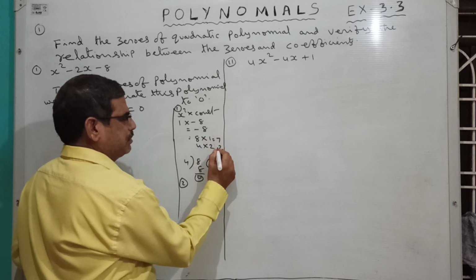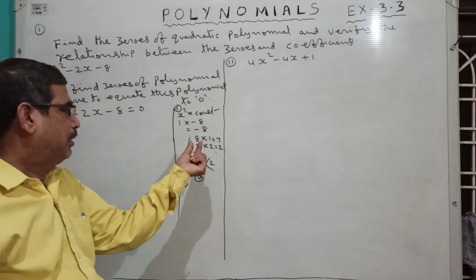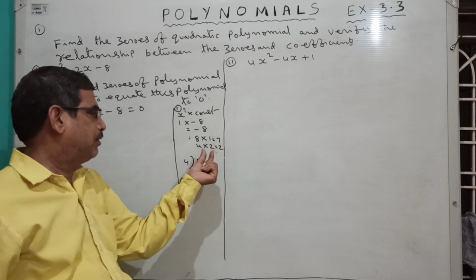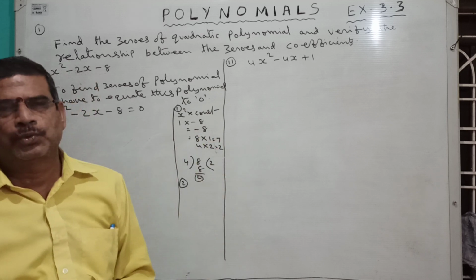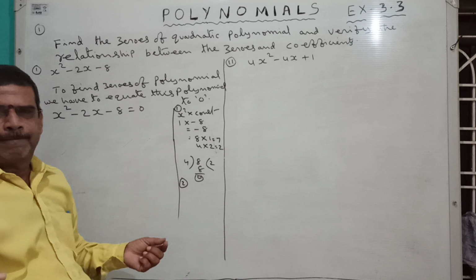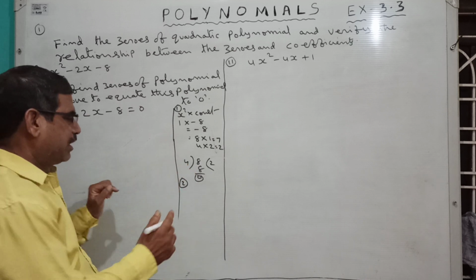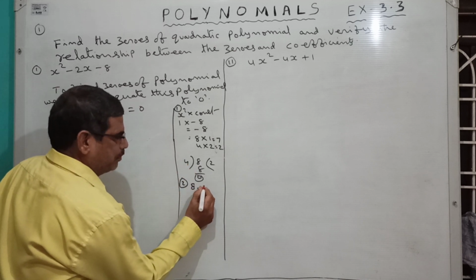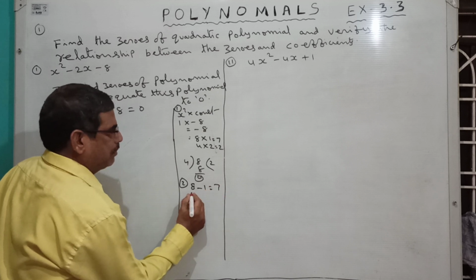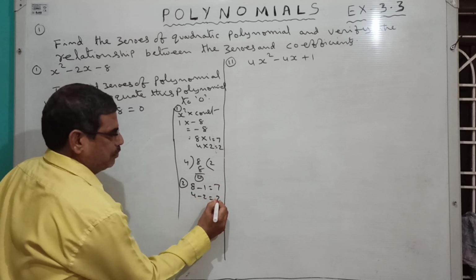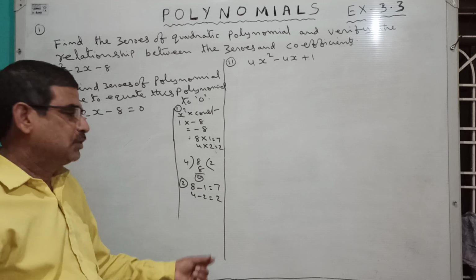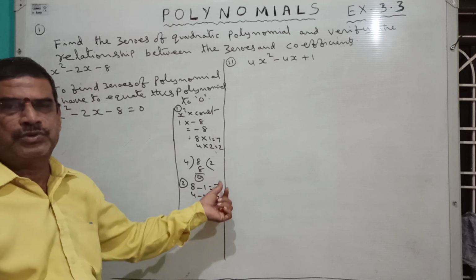So this answer is 8 minus 1 is equal to 7. 4 minus 2 is equal to 2. Okay? Remember that once again. Second step is you have to subtract. 4 minus 2 is equal to 2. So the answers become 2 and 7.